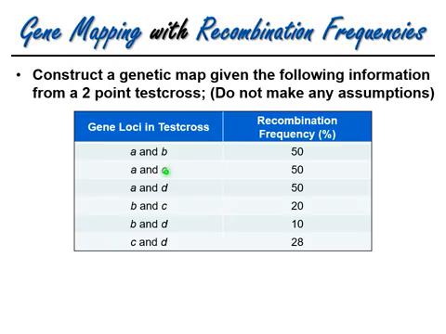And so A and C are going to be in different linkage groups. A and D are going to be in different linkage groups. B and C, oh, okay, those are showing some incomplete linkage. So B and C are together. That tells me that B and C are in the same linkage group.